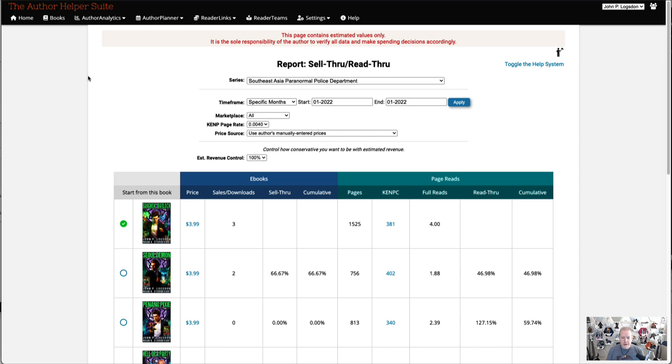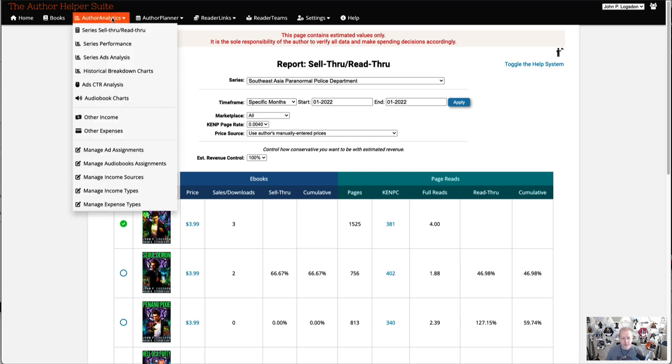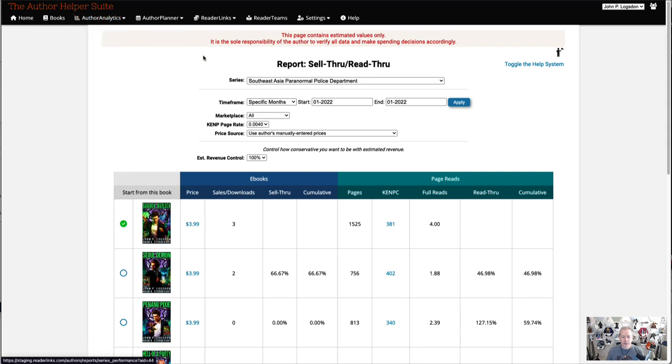All right, let's take a look at the Sell-Thru Read-Thru report. How we get there is to go to the Author Analytics menu item and then select the Series Sell-Thru Read-Thru option. I've selected one of the series. This is all test data, so we're just trying to throw a bunch of stuff in here to give you some idea of what's going on. I've also selected a specific month because, again, it's test data, so it just makes it a little bit easier. I do have a whole bunch of data in here, and we'll show that a little bit later.